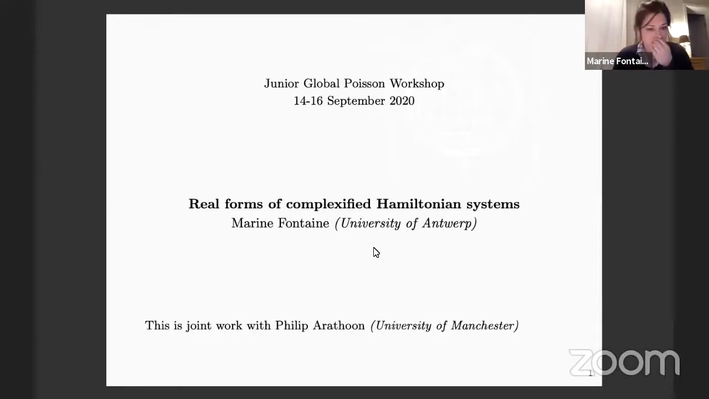If you start with, for example, a real Hamiltonian system, let's say just R2, and you take a Hamiltonian function, say a polynomial, then it's easy to complexify everything. You go to C2, you have a holomorphic symplectic form, and you take all the variables complex, the Hamiltonian becomes complex, and you get a holomorphic Hamiltonian system. What we wanted to demonstrate in this work is that from a holomorphic system, which is a rigid one, you can obtain different real forms, different real Hamiltonian systems that are all related by this holomorphic system.